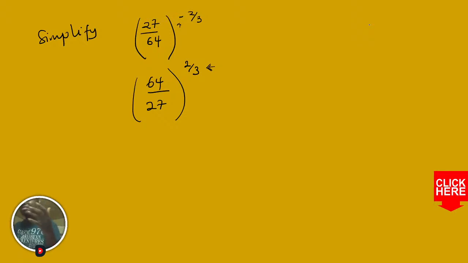The number raised to the power 3 that gives 64 will be 4 raised to the power 3. And 27 is going to be 3 raised to the power 3. Once we observe that, we are just going to replace 64 and 27, and it becomes 4 raised to the power 3 divided by 3 raised to the power 3. Okay. Why are we doing this?